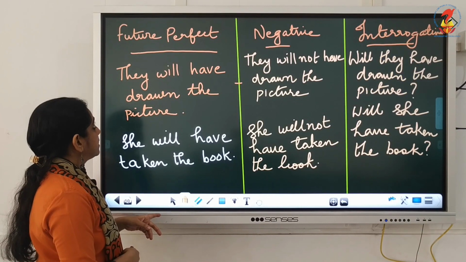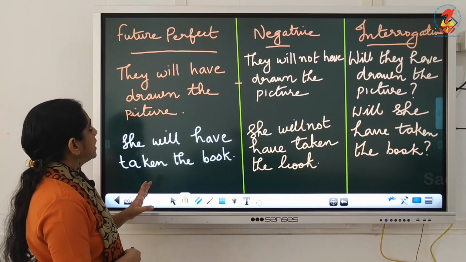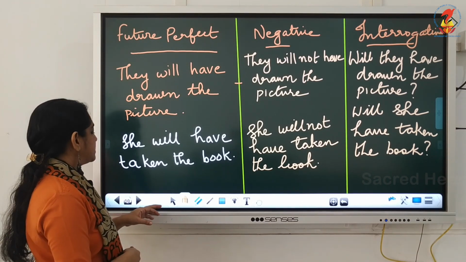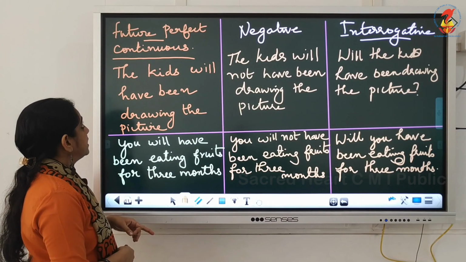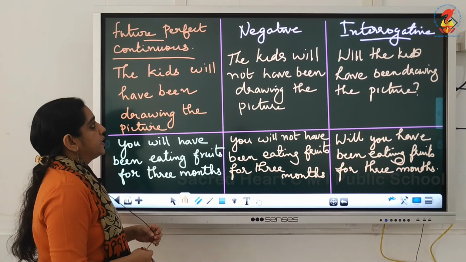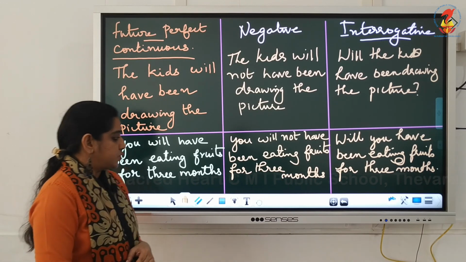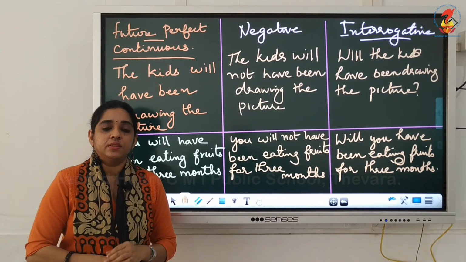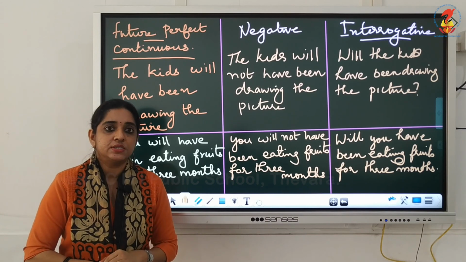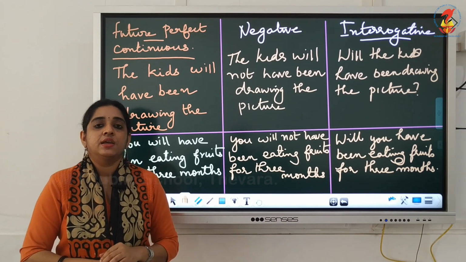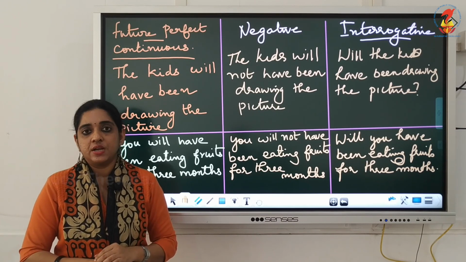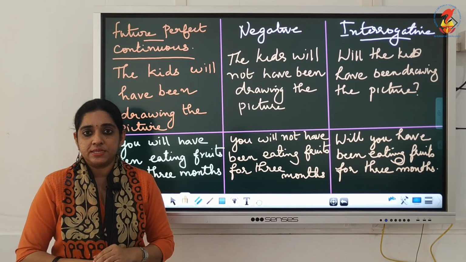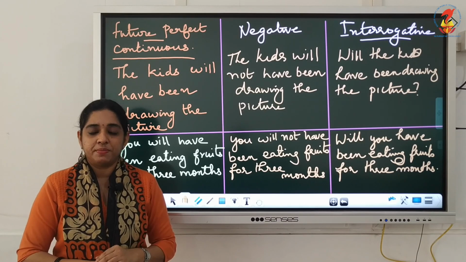Then we studied some of the examples, how to change future perfect to negatives as well as interrogatives. Then we also studied future perfect continuous, how to make it negative as well as interrogative. So children, the tenses topic is very important. Please study this, and all the grammar exercises in the textbook, grammar chest, will be discussed in the Google Meet. So, hope you all understood the topic. Thank you.